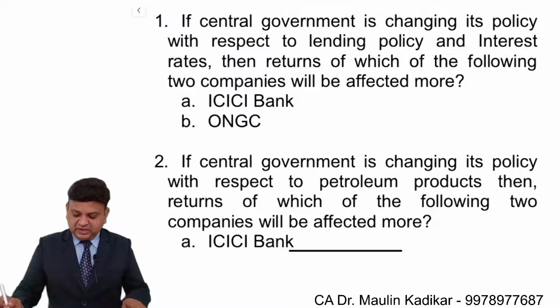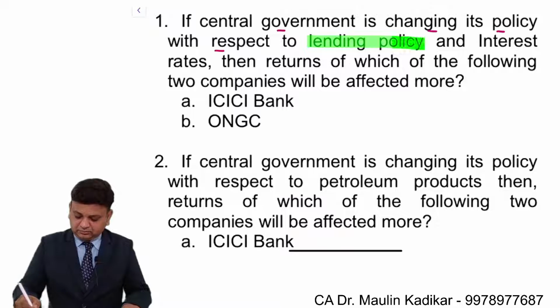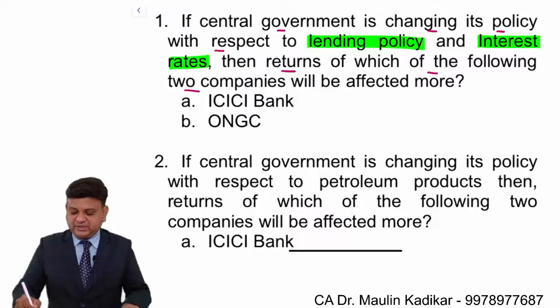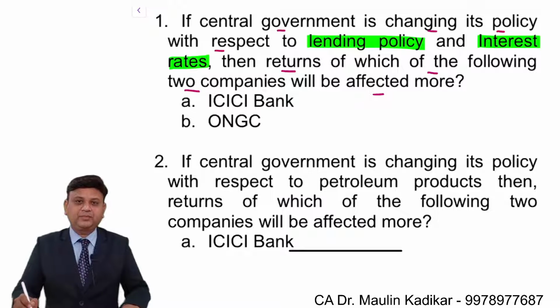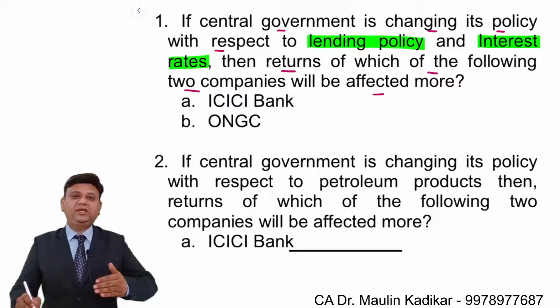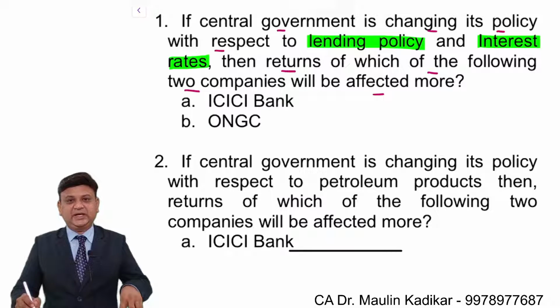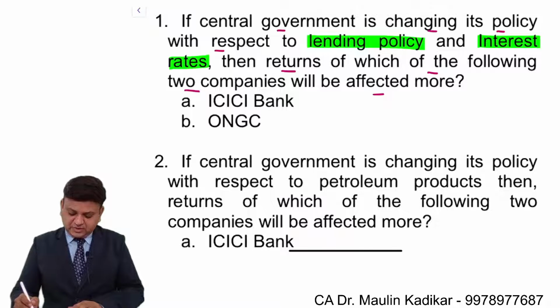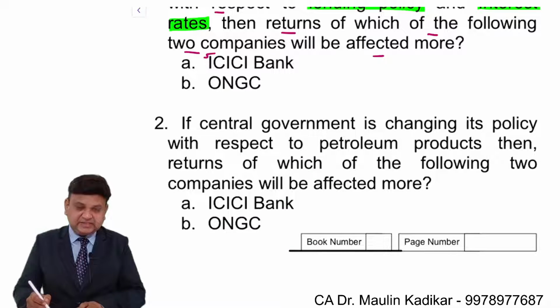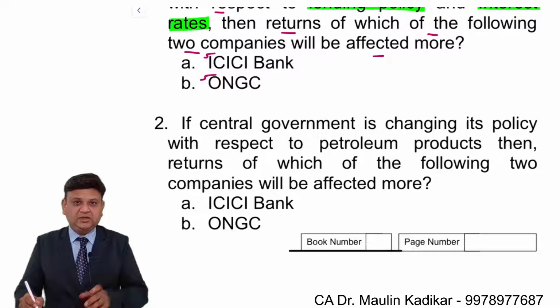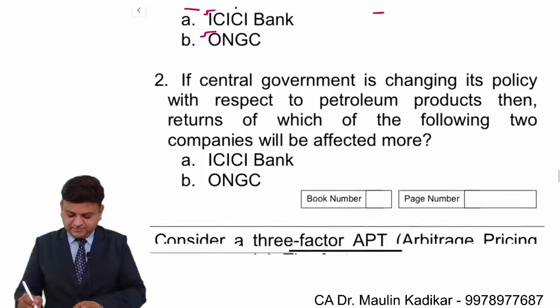First question: if the central government is changing its policy with respect to lending policy and interest rates, then returns of which of the following two companies will be affected more? So the question says that when there is a change in the lending policy of the central government, returns of which of the two companies will be affected more? Is it ICICI Bank or is it ONGC? I want you to answer in the chat box.